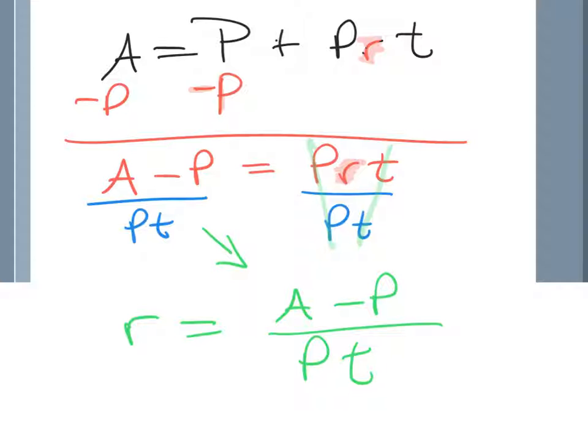So again, all we're doing here is rearranging the variables. We do have to distribute, combine whatever like terms we can first, and then from there, isolate the letter that they've indicated.